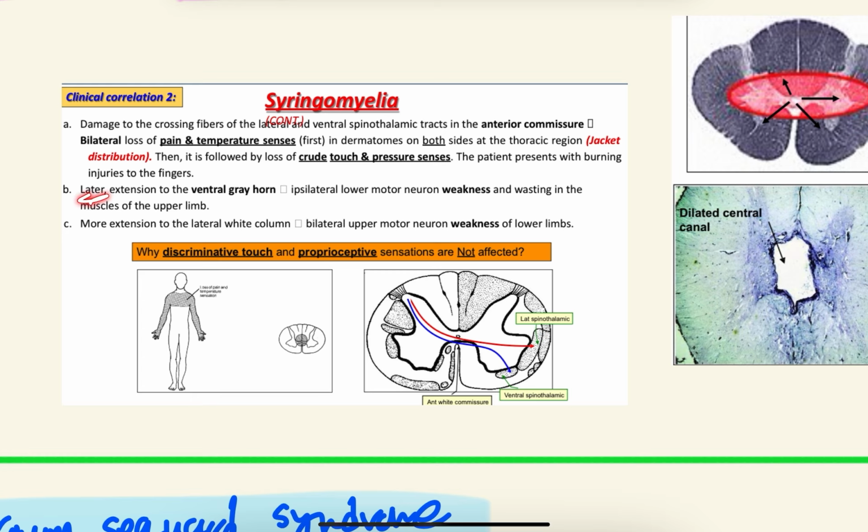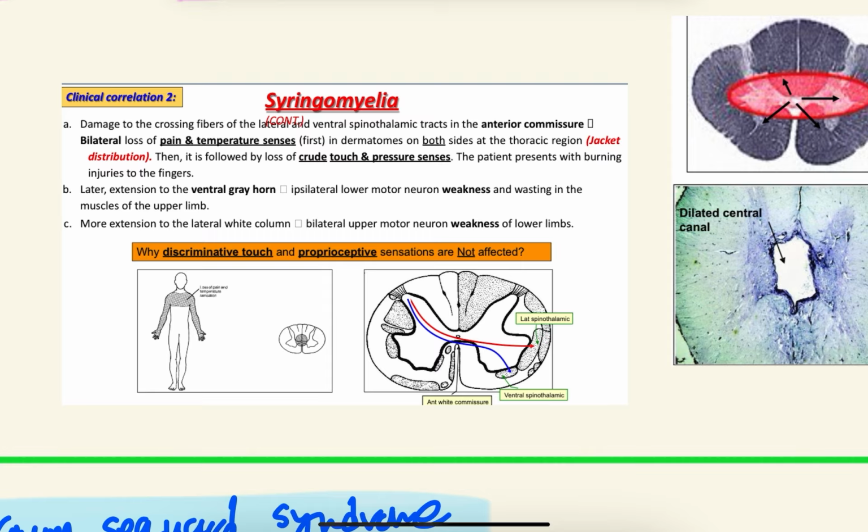Then later on, what will we have? It will affect the ventral gray horn. This is later. And when it affects the ventral gray horn, it will be ipsilateral, on the same side, lower motor neuron weakness and wasting of the upper limb. Remember, we said lower, then it's affecting the upper limb.